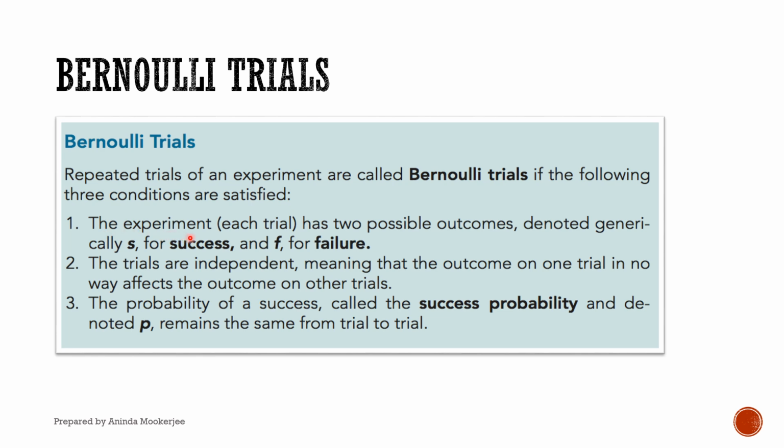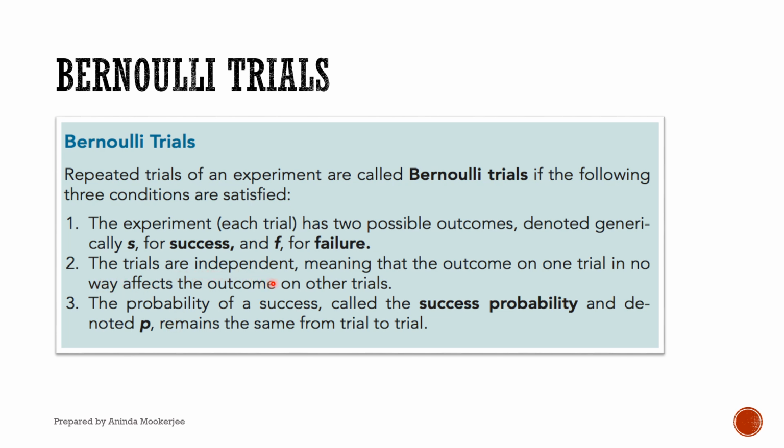Number one, each trial of the experiment has two possible outcomes, denoted generically S for success and F for failure. So it depends on what you are looking for. When you toss a coin, if you hope it'll land on an H, on a head, and it does land on a head when you toss it, then the outcome is considered a success. If on the other hand it lands on a tail, it will be regarded as a failure. So whether it's going to be a success or a failure depends on the outcome you are looking for, the outcome you are studying.